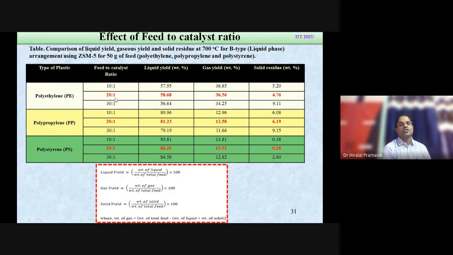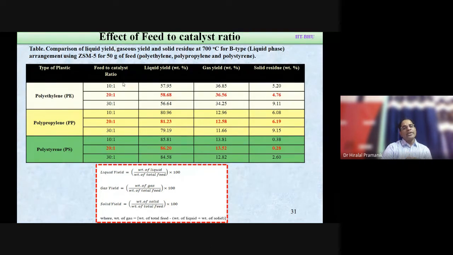There is a balance between the amount of area available for the active sites for interaction of the molecules, first the polymer and then the product molecules, with the catalyst, and it is highest for the 20:1 ratio. The lower one does not give so much. For 10:1, the feed is low and the catalyst is high. But more catalyst does not mean you will get better interaction. You need a sufficient amount of feed material as well.